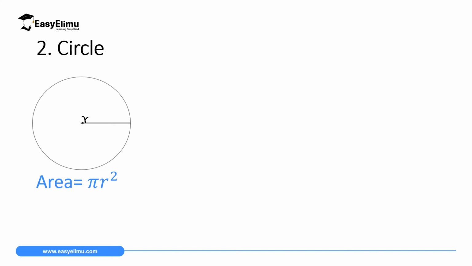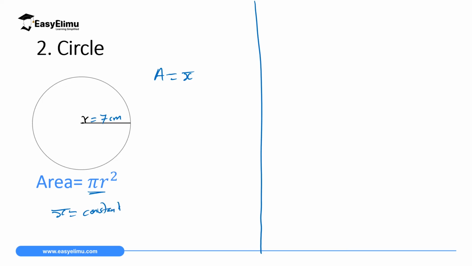Another regular shape that we are going to encounter here is a circle whose area is calculated as pi r squared. So for you to get the area of a circle, you only need to know the radius. For example, if we have a radius of, let's say, 7 centimeter, then the area will be pi. Pi, remember, is a constant, which is 22 over 7.